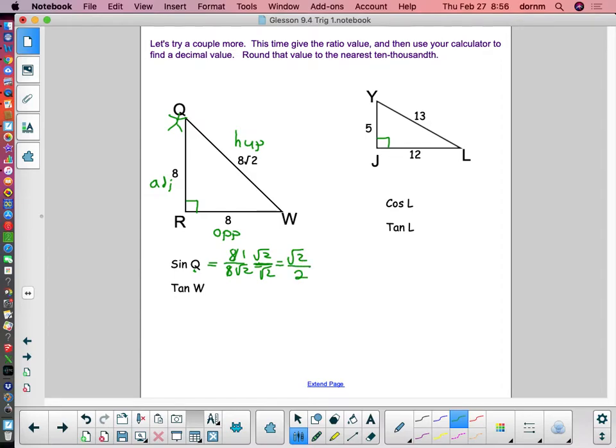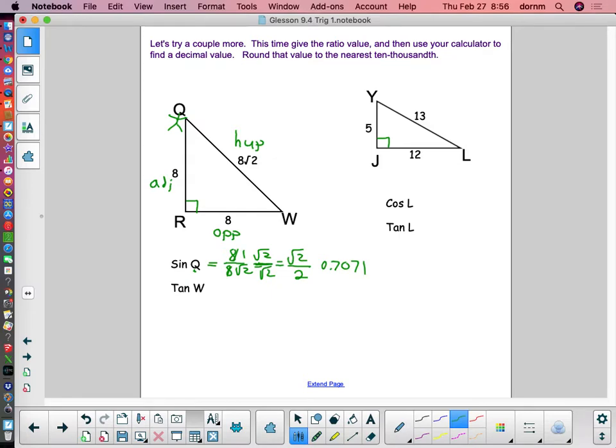But for your calculator, decimal approximation, you could just plug in 1 divided by the square root of 2. Your calculator doesn't care if you have a square root in the denominator. What would that be decimally? 0.7071. Okay, that's the sine of that angle.